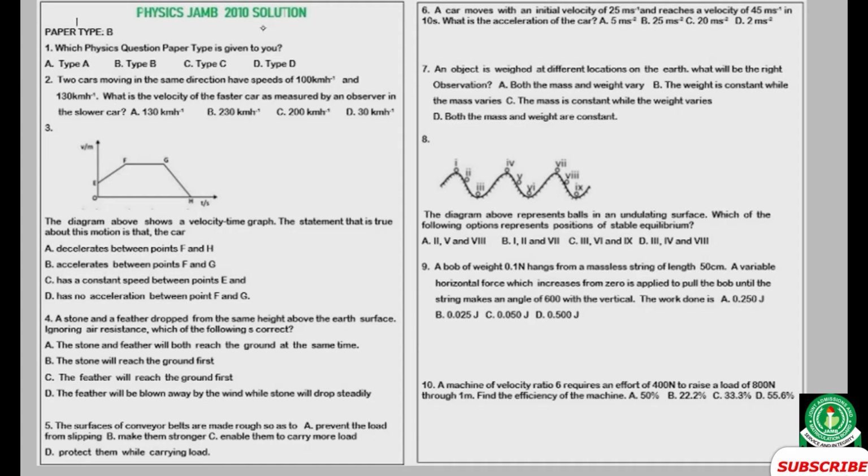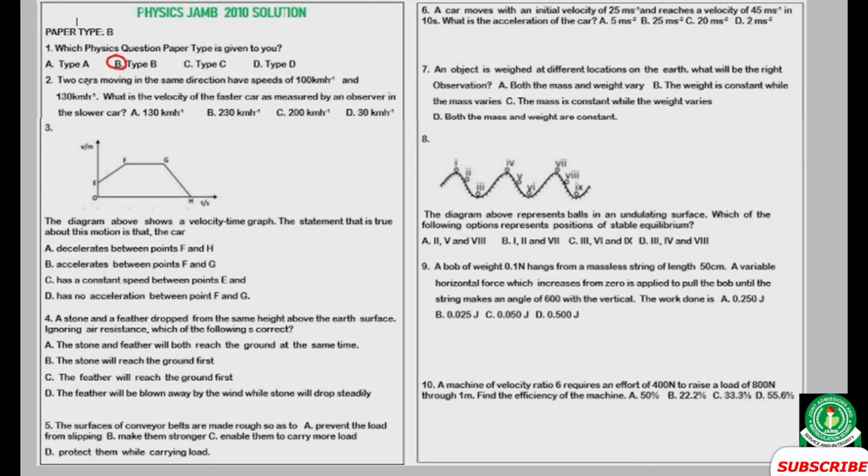Physics JAMB 2010 solution, and today we have paper type B before us. The first question says, which physics question paper type is given to you? As you can see here, there is paper type B on my old question paper, and here is the physics question paper type B, and the option here is option B. So let's take option B as my correct answer.